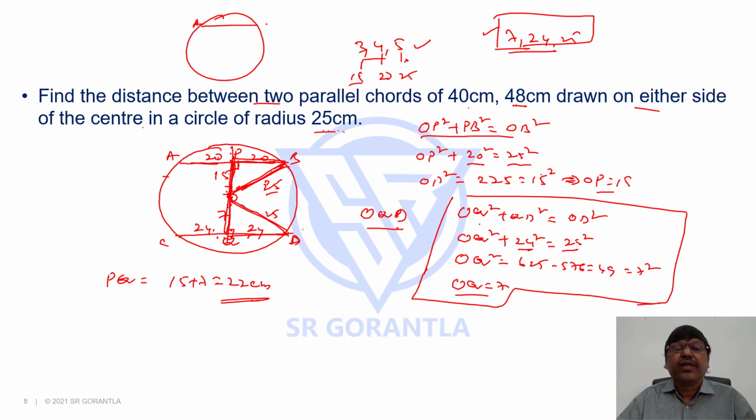Sometimes the question will be given like this. This is AB and this is CD. The center is here. This distance OP is 15 and this is 7. Then what is the distance between them? 8. That is when they say both chords are on the same side of the center. But now I said on the opposite sides, or on either side, that's why this is my answer. But you can watch out for this kind of question also, right?